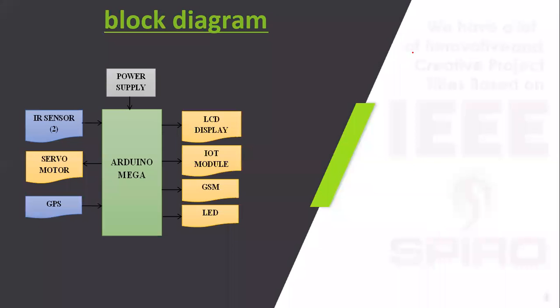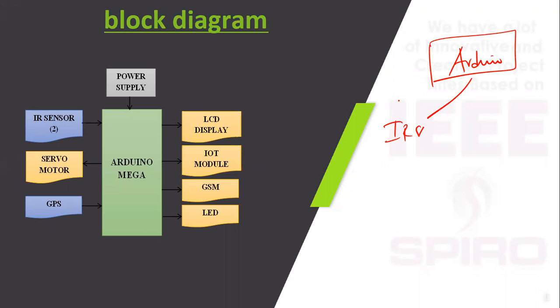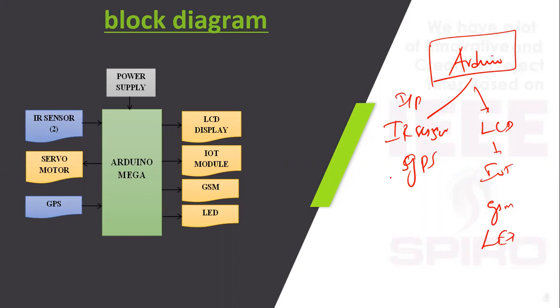Block diagram: here we are using an Arduino controller. We are using an IR sensor and GPS as inputs, and for outputs we are using LCD, IoT module, GSM, and LED. These are the outputs, and the servo motor is used to act as the gate.